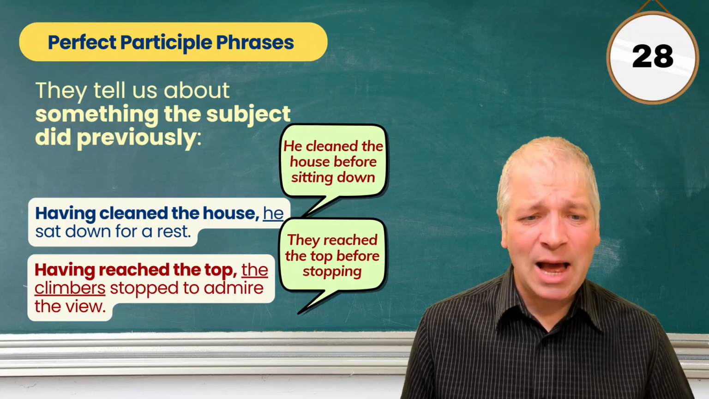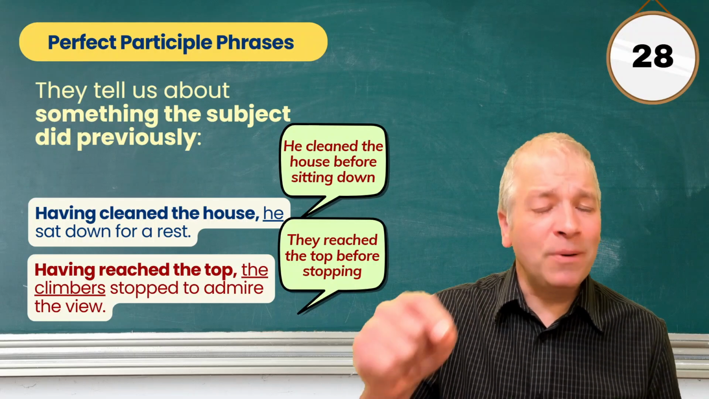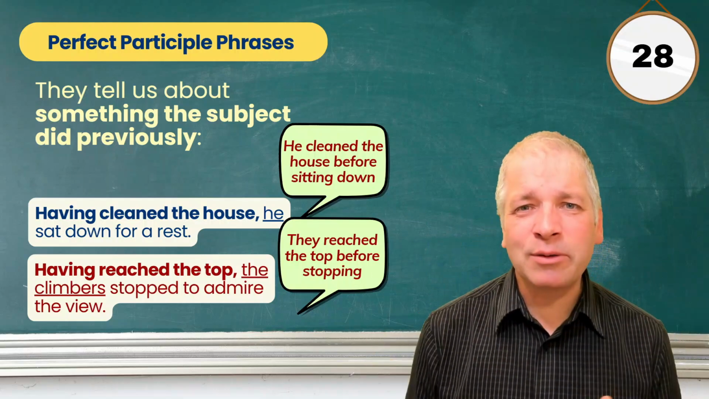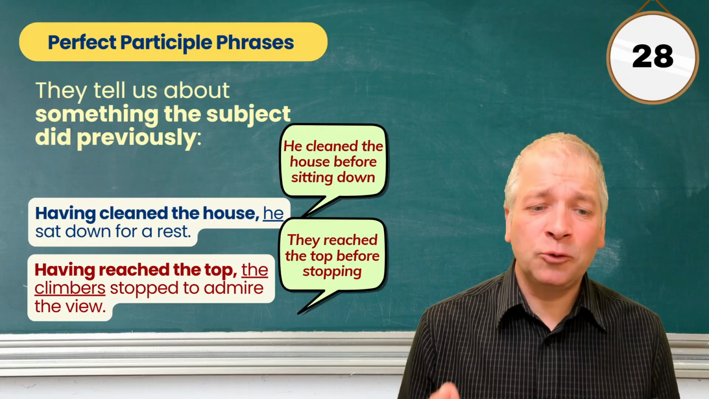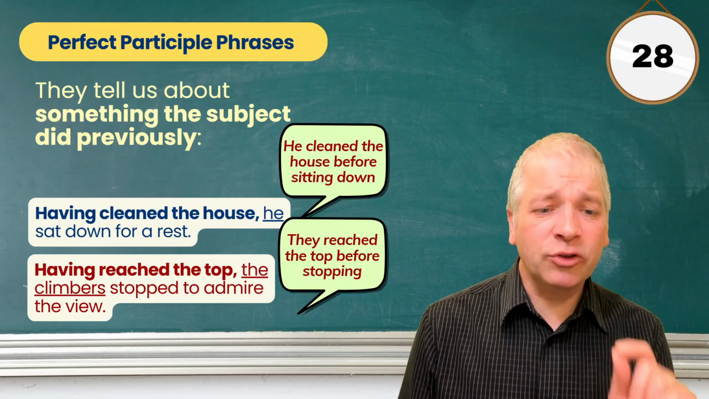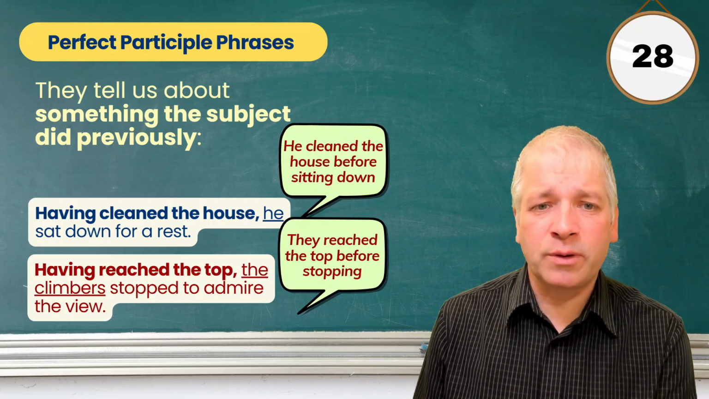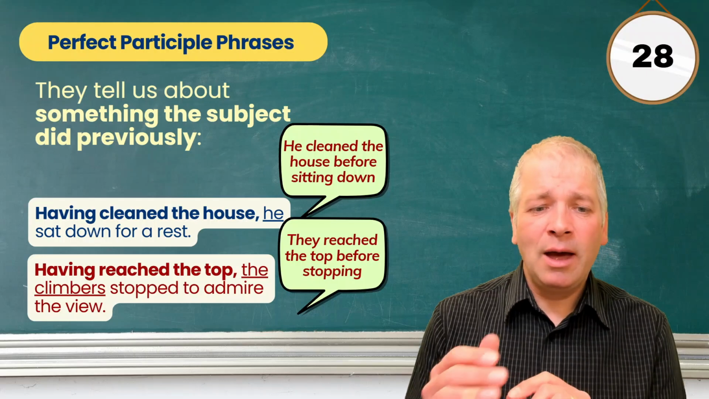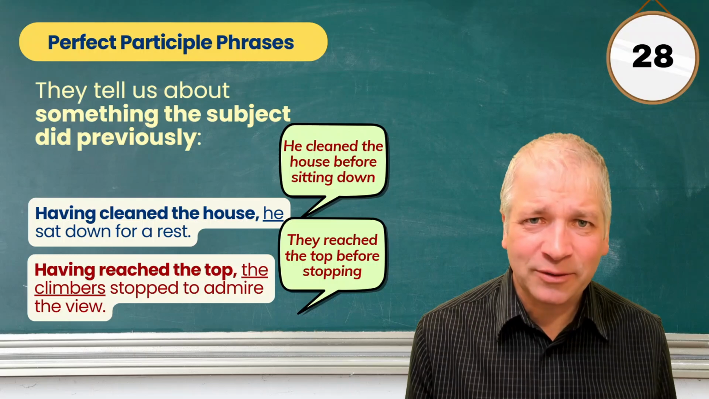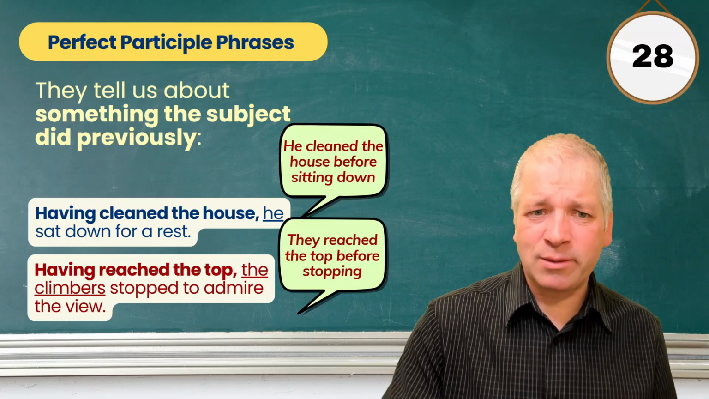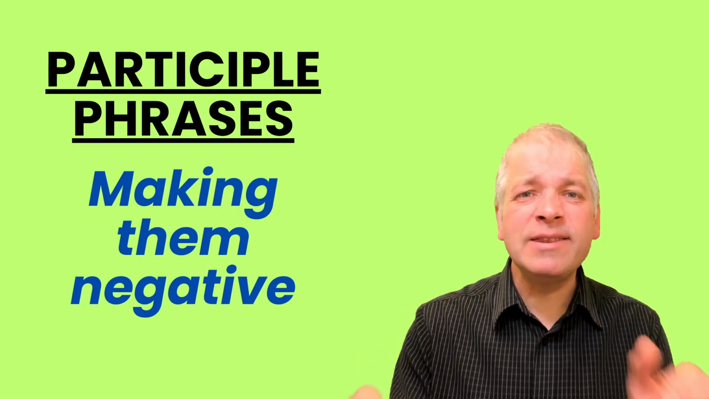So having cleaned the house, he sat down for a rest. Well, this means he cleaned the house before sitting down. Having cleaned the house is something he did before. Having reached the top, the climbers stopped to admire the view. Well, they reached the top first before they stopped to admire the view. So these present participle phrases have this different element of having followed by a past participle to form them as a perfect participle phrase.